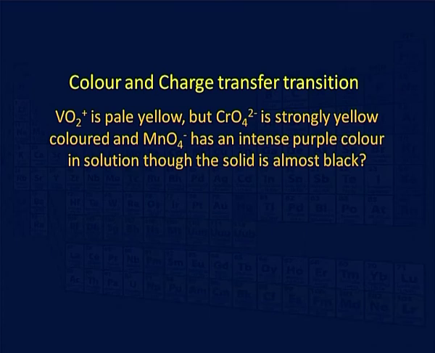Now, let me ask you one question about the color of the chromate, dichromate or permanganate ion. You have seen the potassium dichromate, potassium chromate and potassium permanganate salts. They are very intense in color. Potassium chromate is a strong yellow color, dichromate is orange in color, while potassium permanganate is intense purple in color.